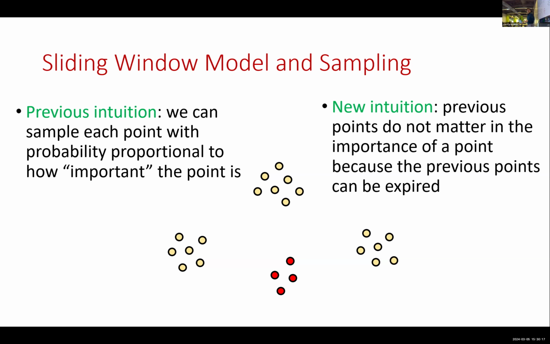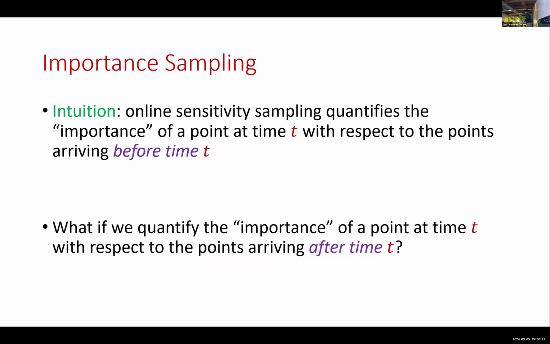And the reverse online sensitivity is just how important a point looks compared to the points that arrive after the point. Right? So online sensitivity for point t is how important this point looks with respect to the points arriving before t. Now we say after t. And you're like, well, I have no idea how to sample this. I have no idea what this probability is because I don't see the points after t.